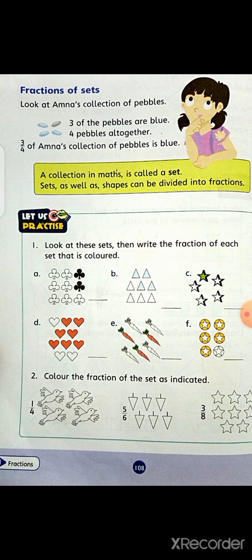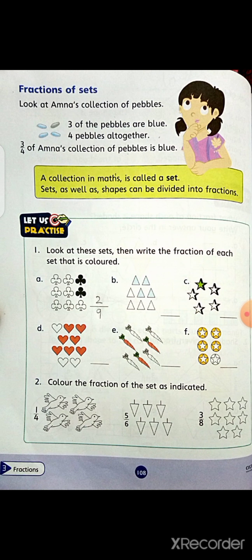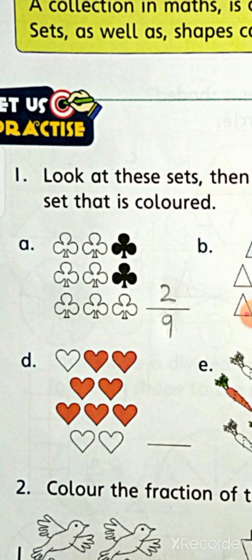Let us practice question number 1. Look at these sets, then write the fraction of each set that is colored. I have done one for you. A part: the collection is 9 flowers and the colored parts are 2. So the fraction for the colored part is 2 over 9.